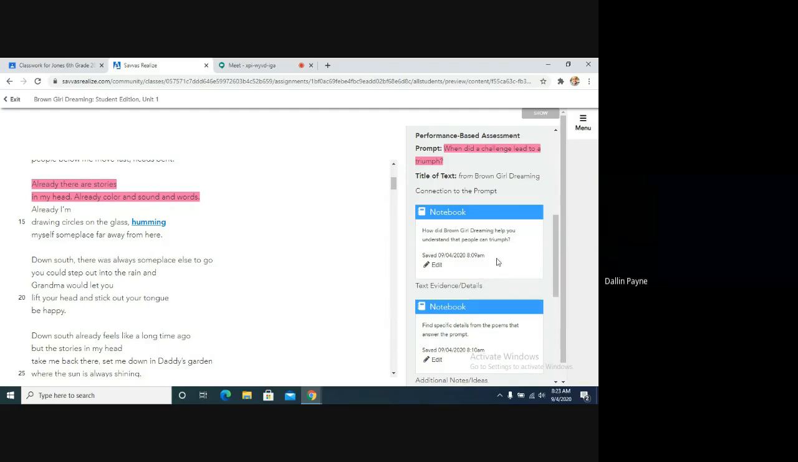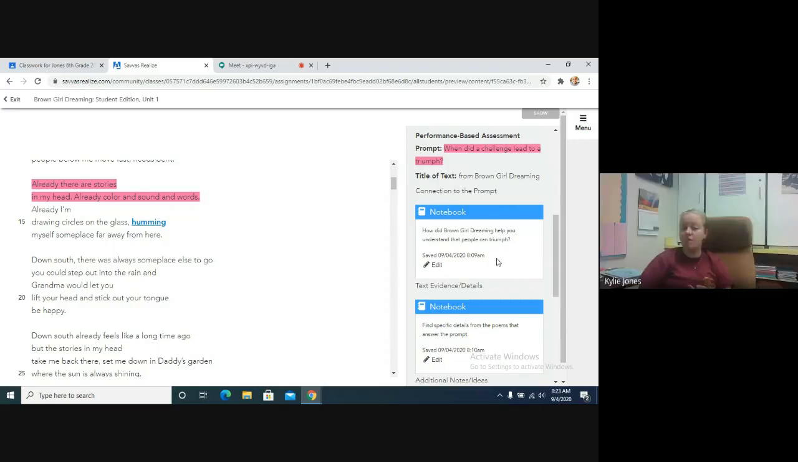Does it have to come right from the passage? No, just any sort of connections you can make to the passage is fine. Okay.